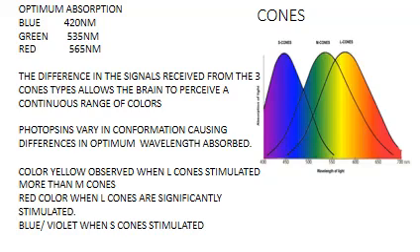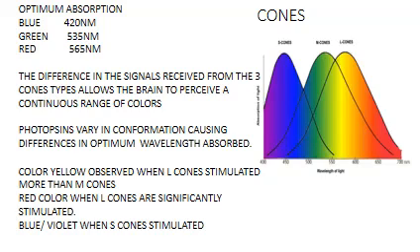So the blue absorbs light at 420 nanometers, the green at 535 nanometers, and the red at 565 nanometers. Now the difference in the signals received from the three cone types, that is the blue, green and red, allows the brain to perceive a continuous range of color. So the photopsins may vary in conformation, causing differences in the optimum wavelength that is being absorbed.